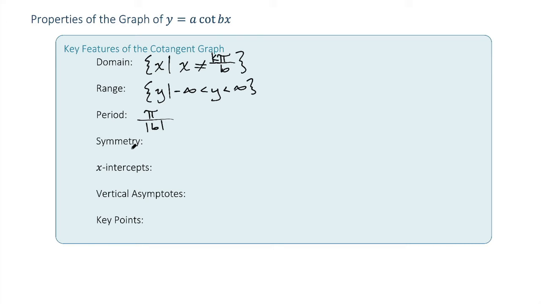We saw some symmetry in our function. It was symmetric with respect to the origin, meaning that this is an odd function. Or in other words, the cotangent of negative x is equal to negative cotangent of x.